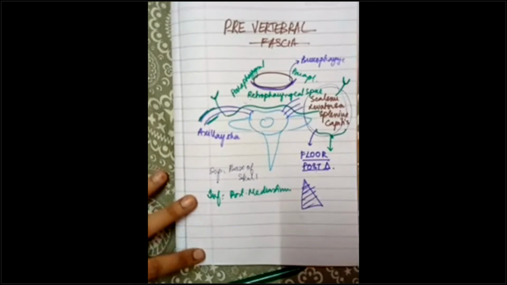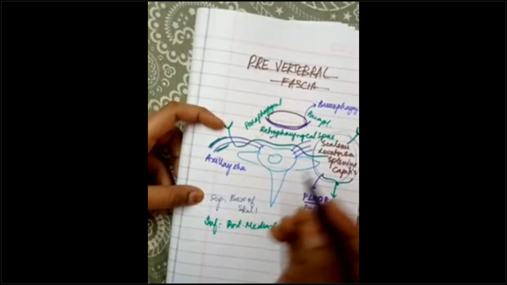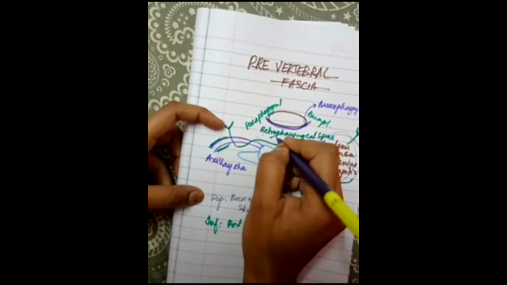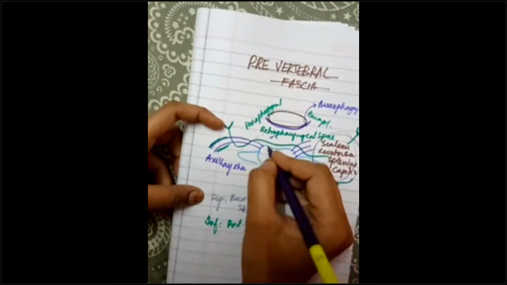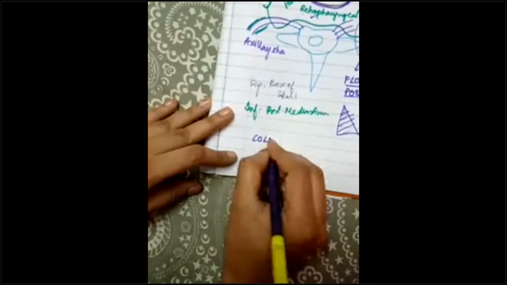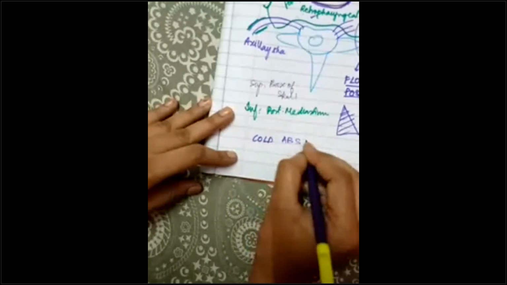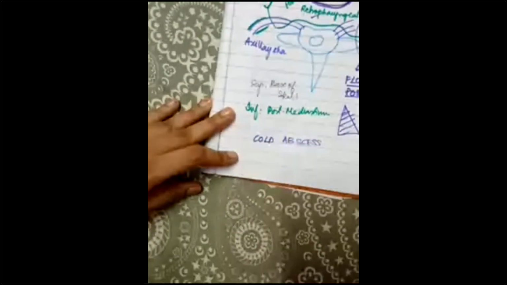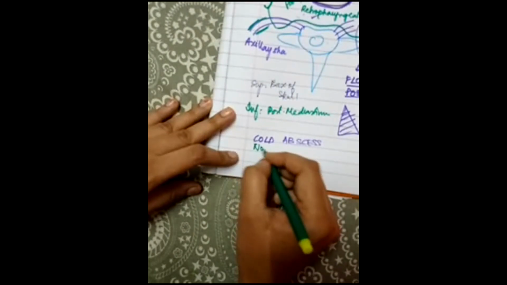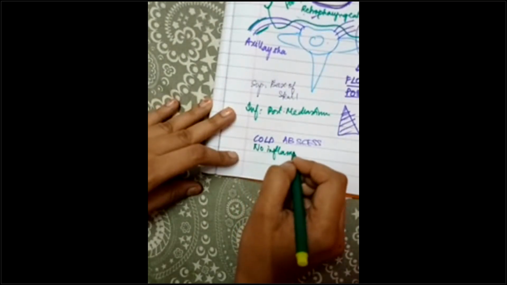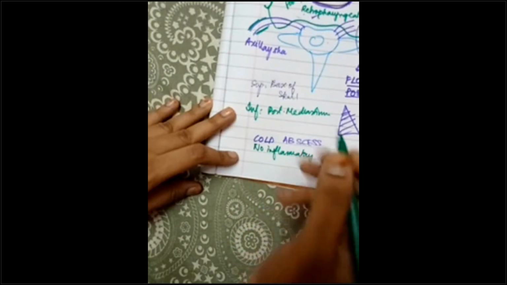Understood? Now we are going to the importance of this retropharyngeal space. This is a very dangerous space. The cold abscess, you have a condition known as cold abscess here. What is cold abscess? Cold abscess means you are not having any inflammatory signs, no fever, no pain, nothing, but abscess is there.